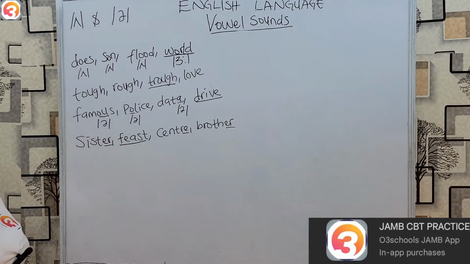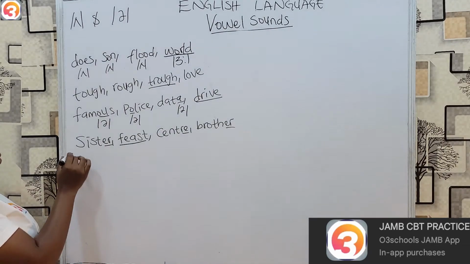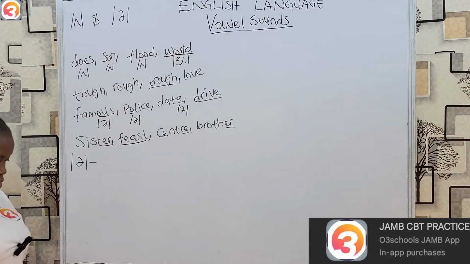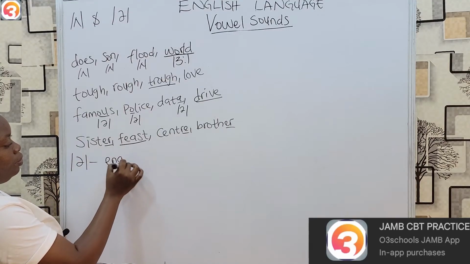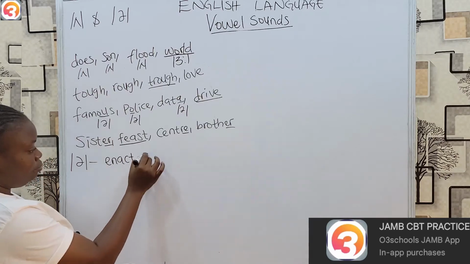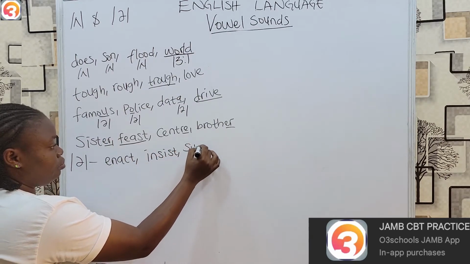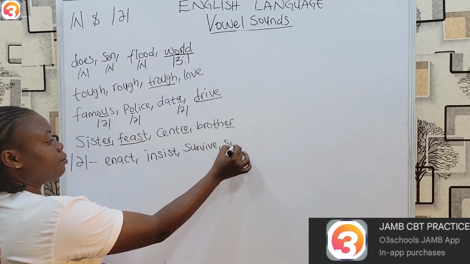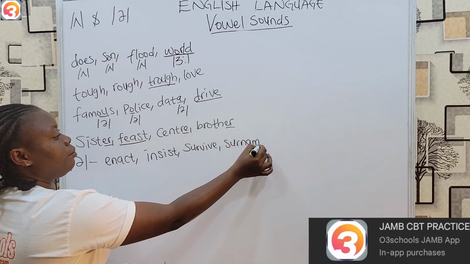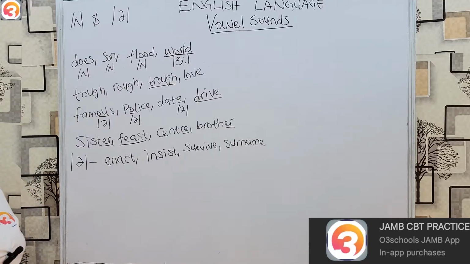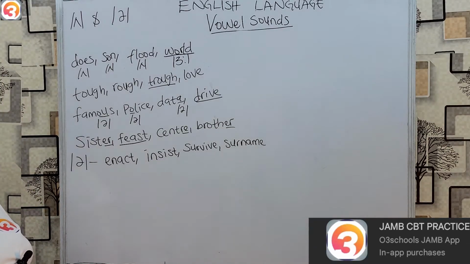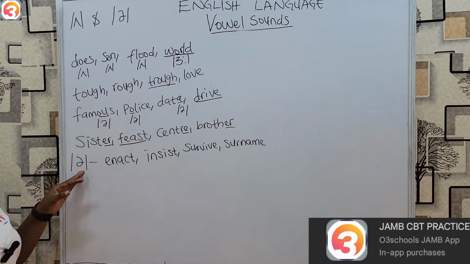Then if we are now given the phonetic symbols and we are asked to find the word that contains that symbol in the options, we pronounce it, and in pronouncing we get what we are looking for. This is the weak er sound.